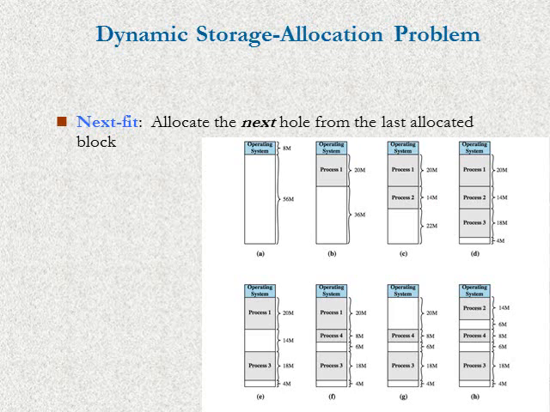So if you keep on moving in the forward direction, you are more likely to find a hole that can accommodate that process. So this can be seen as an optimization on the first fit algorithm.